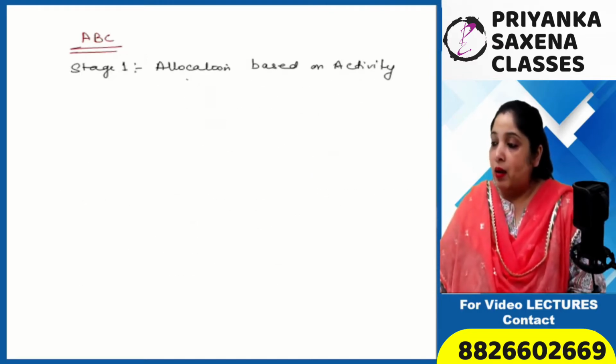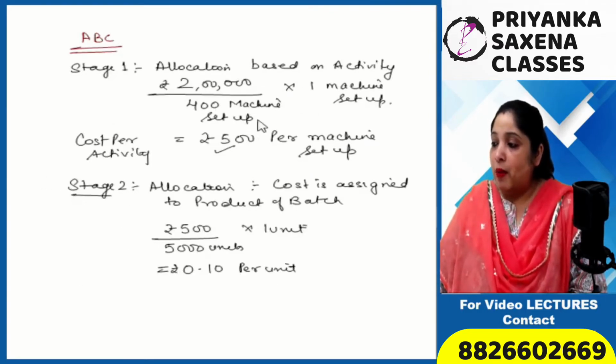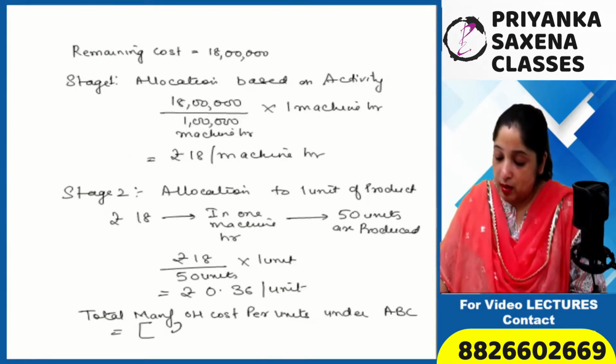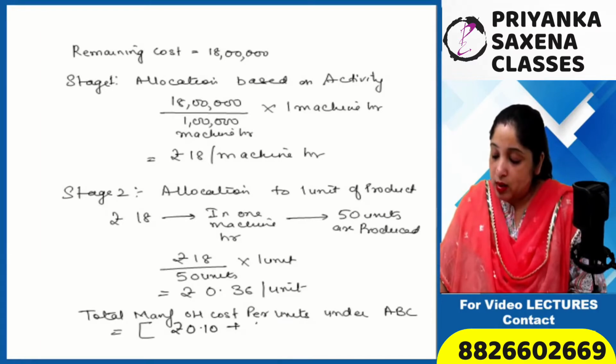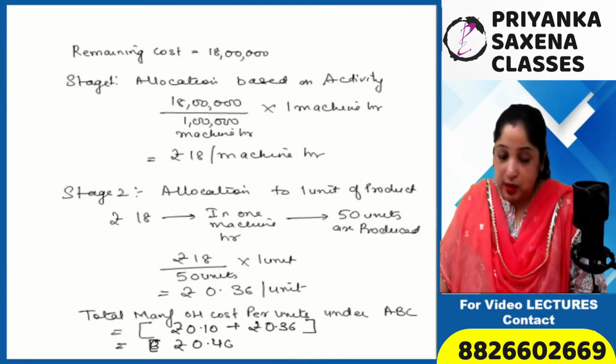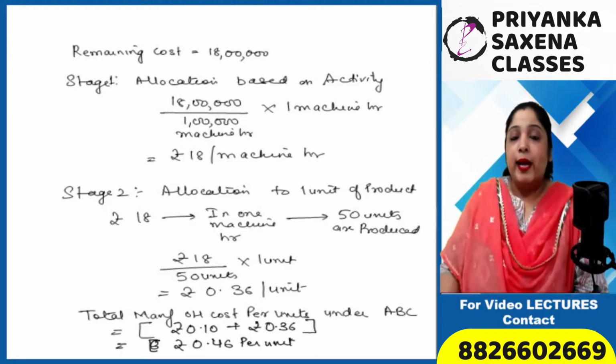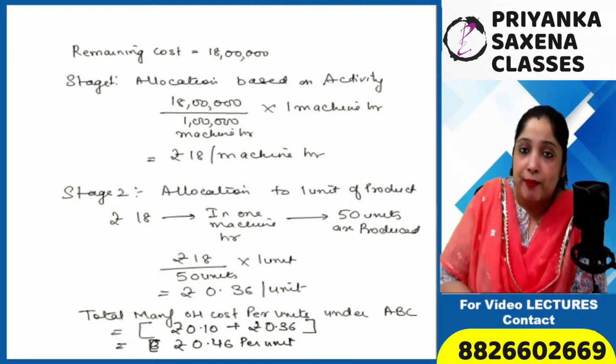If we go back, the first cost came out to be 10 paisa per unit, and the second cost came out to be 0.36 paisa per unit. So it is coming out to be rupees 0.46 per unit. We have allocated this cost using the ABC method.